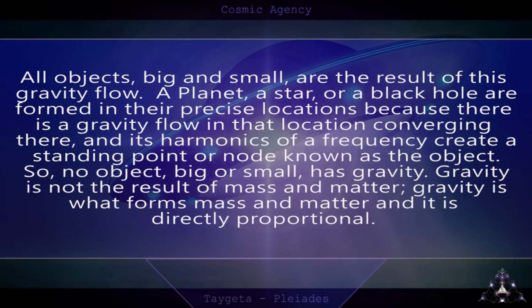All objects, big and small, are the result of this gravity flow. A planet, a star, or a black hole are formed in their precise locations because there is a gravity flow in that location, converging there, and its harmonics of a frequency create a standing point or node known as the object. So, no object, big or small, has gravity. Gravity is not the result of mass and matter. Gravity is what forms mass and matter, and it is directly proportional.